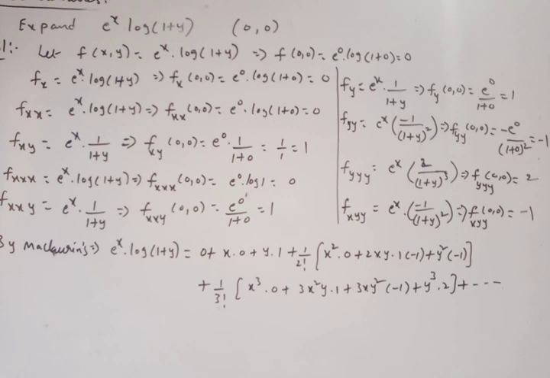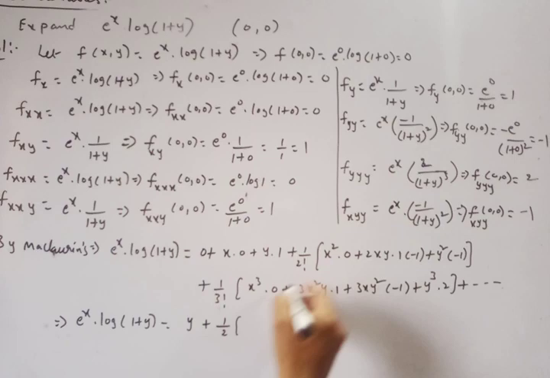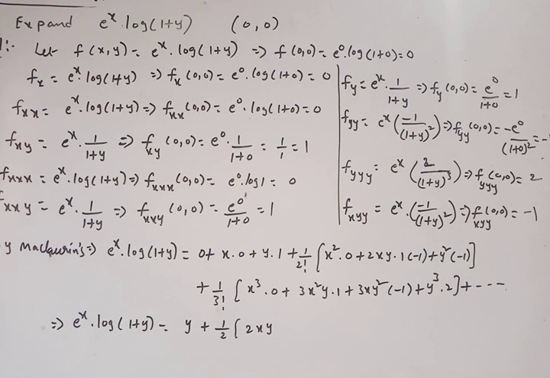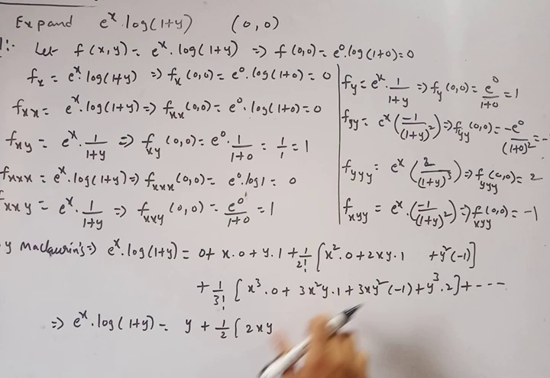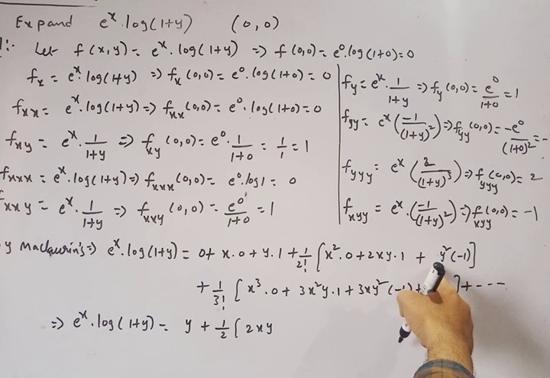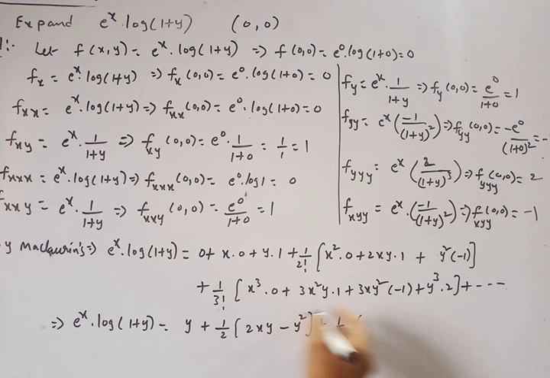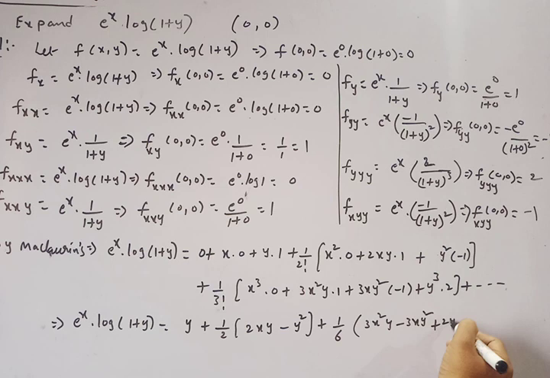So if I simplify this, the expansion of e power x into log of 1 plus y up to 3 terms: 0, I get y, plus 1 by 2 factorial into (2xy minus y square), which is xy minus y square by 2, plus 1 by 3 factorial into 6, 0, 3x square y minus 3xy square plus 2y cube, plus so on. This is the expansion of e power x into log of 1 plus y by using Maclaurin's series. Understood how we did a very, very important problem.